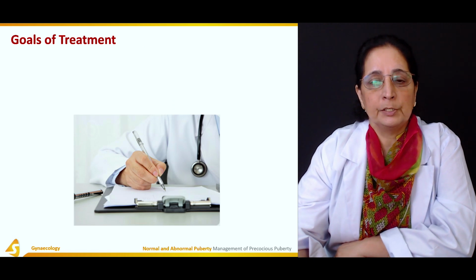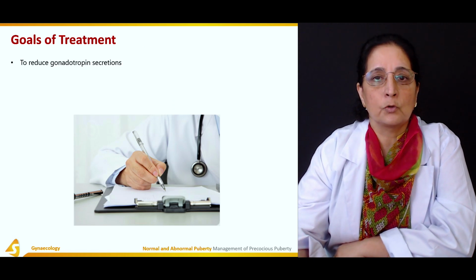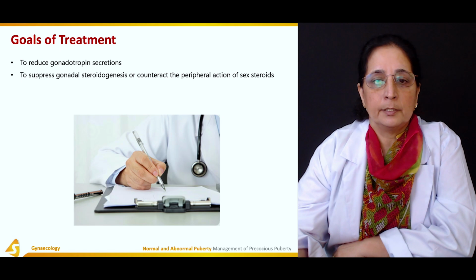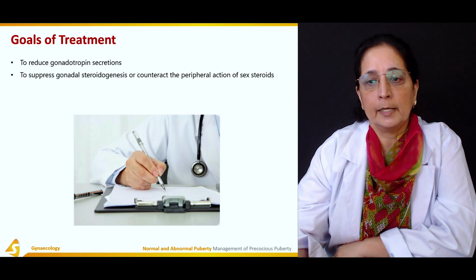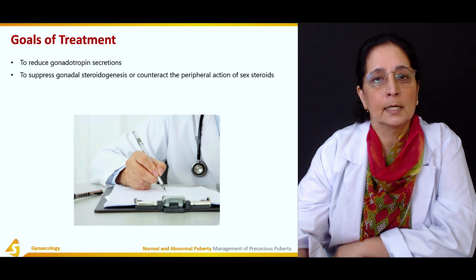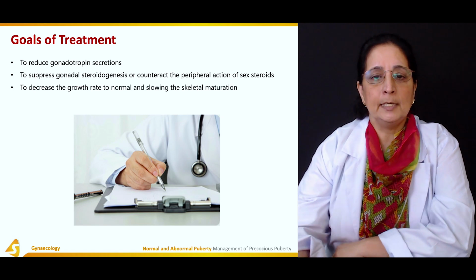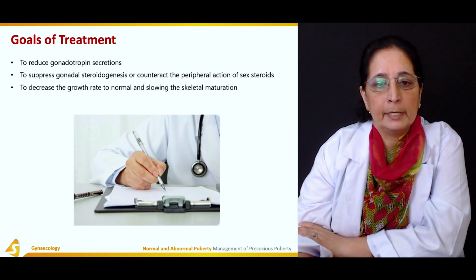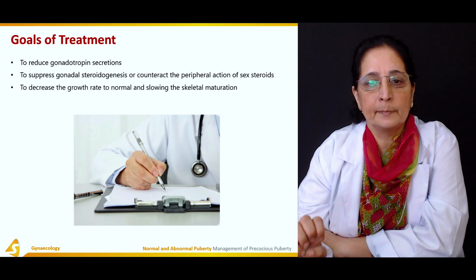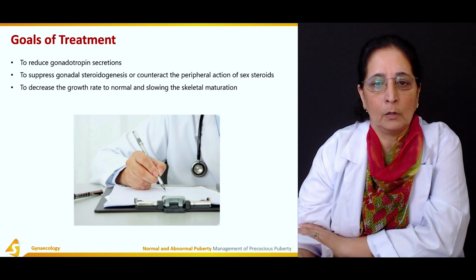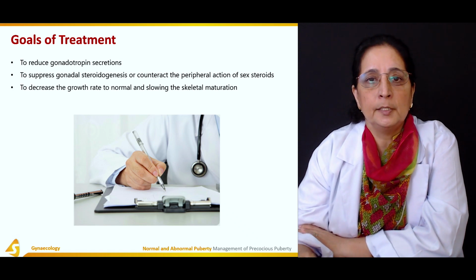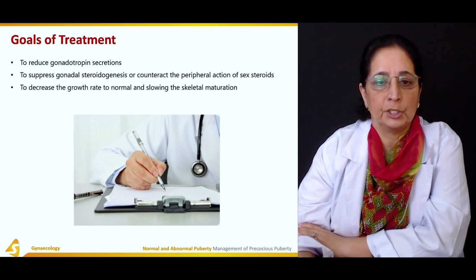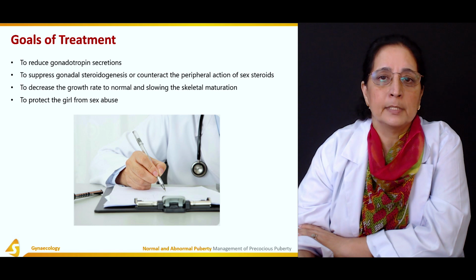Now, the goals of the treatment: to reduce gonadotropin secretions, to suppress gonadal steroidogenesis or counteract the peripheral action of sex steroids, to decrease the growth rate to normal and slow the skeletal maturation. So these are the goals, mainly to reduce the gonadotropic hormone secretions, decrease the growth rate to normal and slow the skeletal maturation, and to protect the girls from sex abuse.